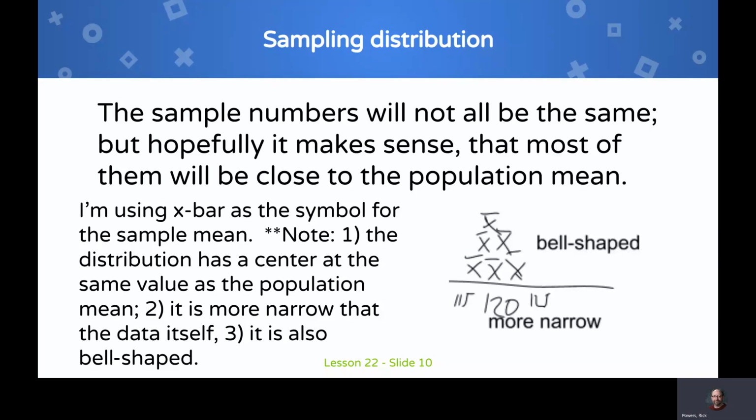The sample numbers will not all be the same, but hopefully it makes sense that most of them will be close to the population mean. I'm using X bar as the symbol for the sample mean. Note, number one, the distribution has a center at the same value as the population mean. Number two, it's more narrow than the data itself. And number three, it is also bell-shaped.